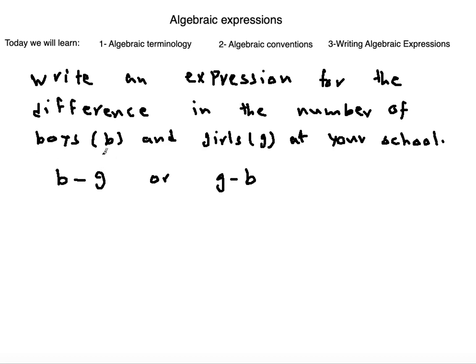And if they haven't given you any letter, like here they have given me the letter B for the number of boys, I can choose any letter I want, but it's more sensible to use a letter which relates to your actual term. Here we're talking about boys, so B is a proper way of calling the number of boys, and G is a proper way of calling the number of girls.